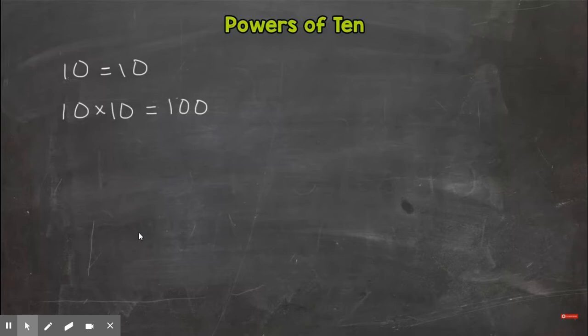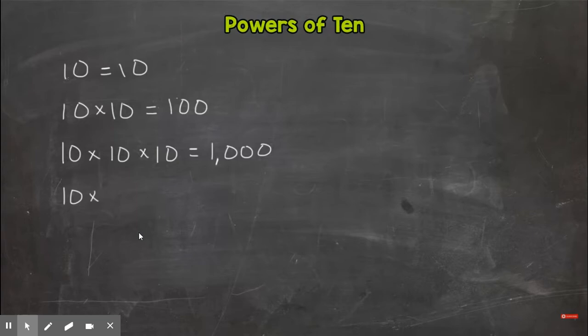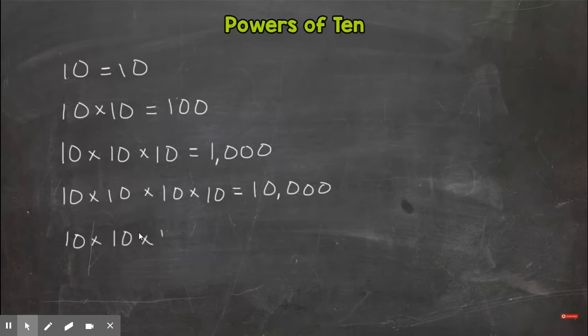Now as I go down, see if you recognize a pattern here. Let's do three 10s. 10 times 10 times 10 equals 1,000. How about four 10s? 10 times 10 times 10 times 10 equals 10,000. And then let's do one more. Let's do five 10s. 10 times 10 times 10 times 10 times 10. If you're noticing a pattern, you can probably figure out what this is going to be right away. And hopefully you're thinking 100,000.